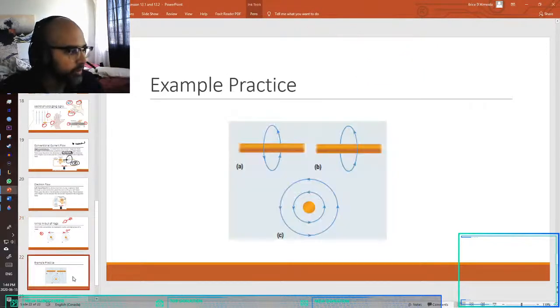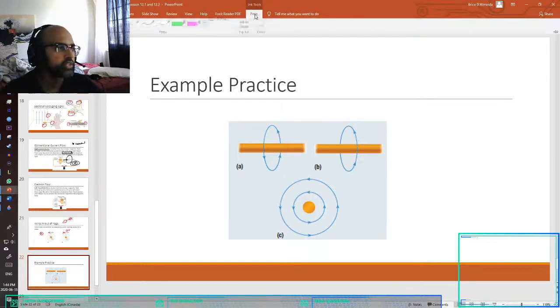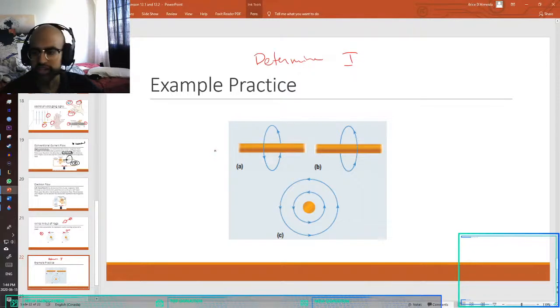Okay, cool. So, practice here. If these are the magnetic fields, what is the current? So determine the current, determine I. Two minutes. Give it a shot. What is the current in this one? In this wire? What's the current in this wire?